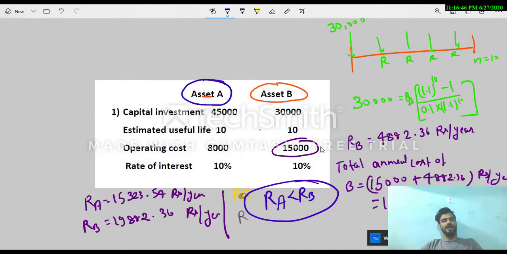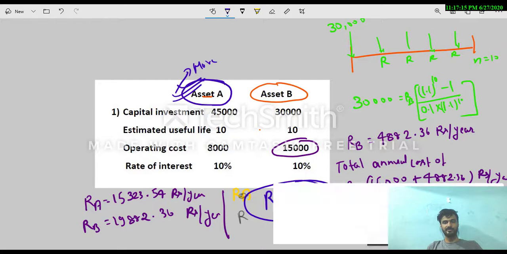Why? Because our annual cost for asset A is less as compared to annual cost of asset B. That's why this will be the more attractive project. So we will be more interested to invest our money in project A as compared to project B. So the conclusion that you can get from this particular numerical is that the project having less annual cost will be more attractive as compared to the project having more annual cost.